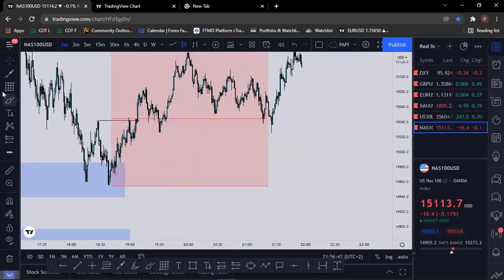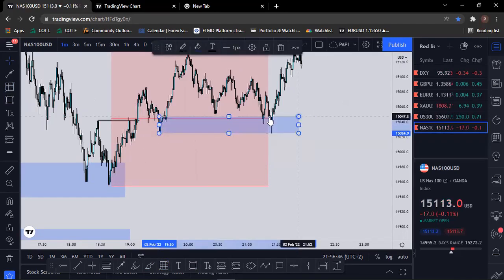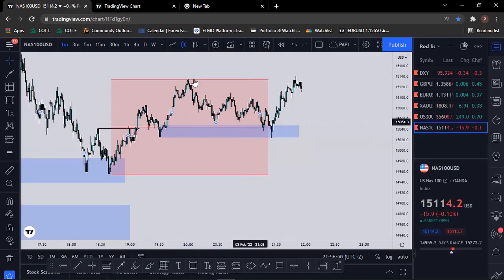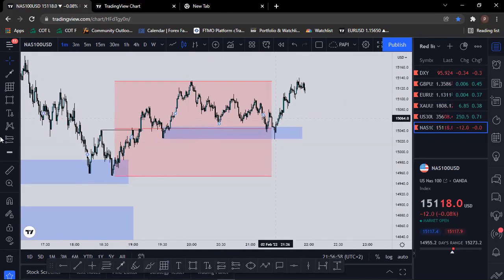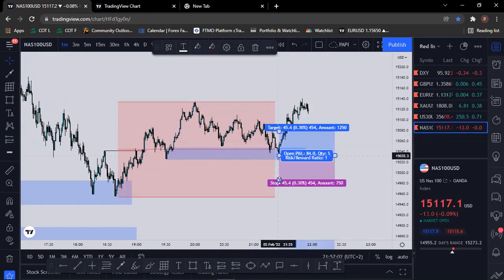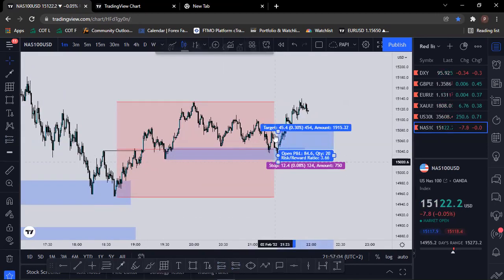Need to look for areas below, right? And then you could have entered here, targeted this area here, refined to, we're in the 1 minute, but if it was a higher time frame, you'd refine this and then get a proper trade, probably something that would be something.